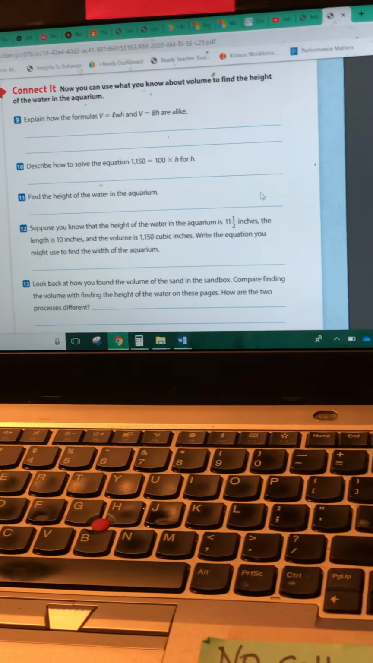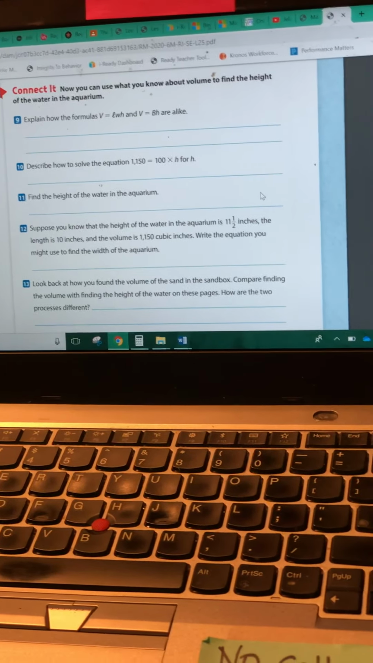Okay, and then number 11 says, what's the height of the water in the aquarium? Well, we're going to look at it this way. Number 10, we would say, we just divide by 100 on both sides. Number 11, it says, what's the height of the water in the aquarium? Well, we just found it. It's 11 and a half inches. Okay? Make sense to you guys? I jumped a little bit ahead, but we're back on track.